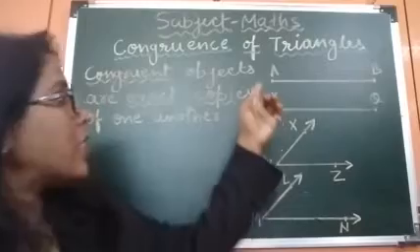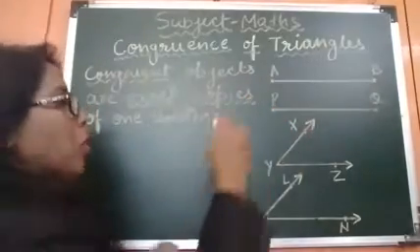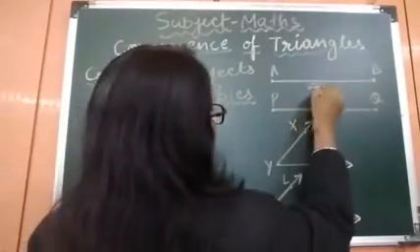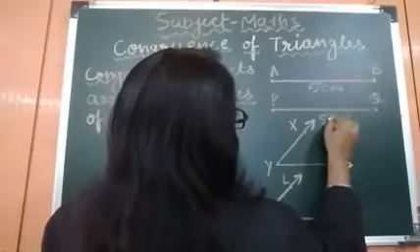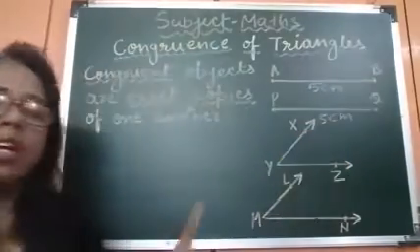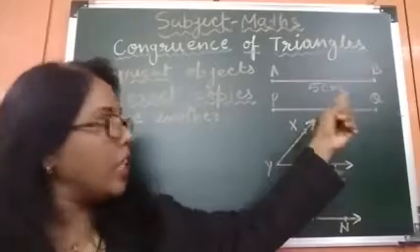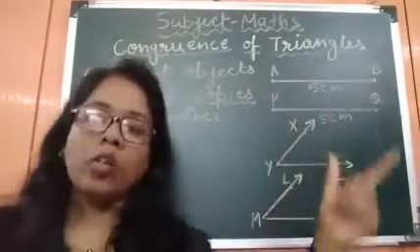Now see, AB and PQ are both of the same length, 5 centimeter. So the lengths are the same, the shape is the same. So these two lines are congruent lines.